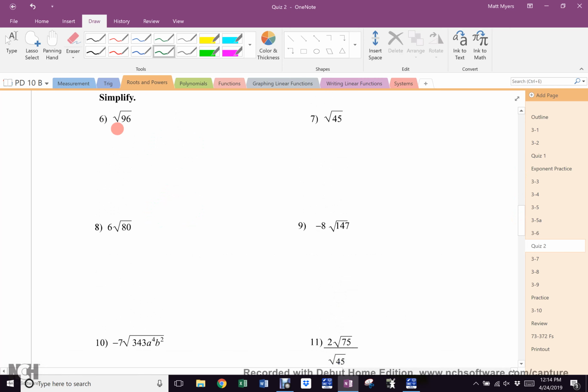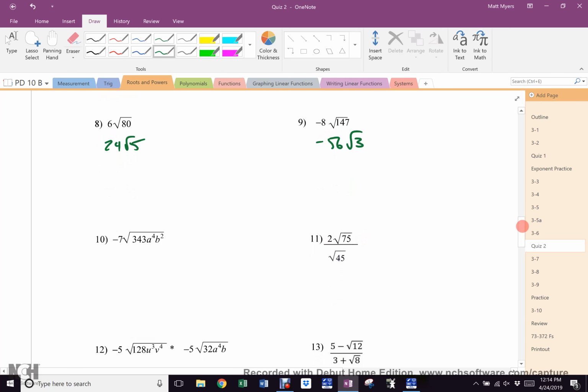What is this one? 4 root 6. What's this one? 3 root 5. What's this one? 24 root 5. What's this one? Negative 56 root 3. Yay! Now we get a little funky. These are worth 2 each.